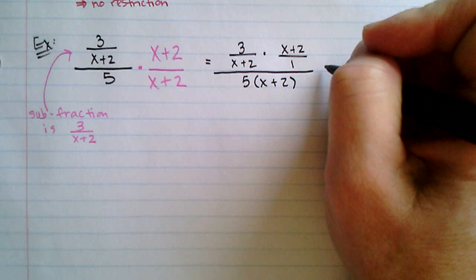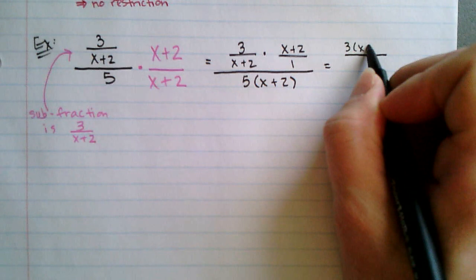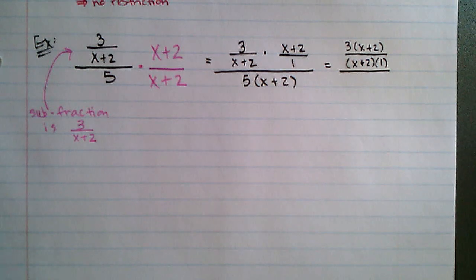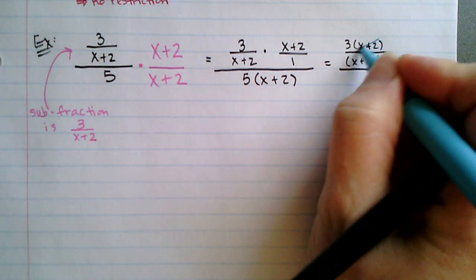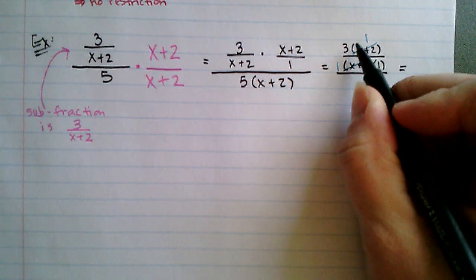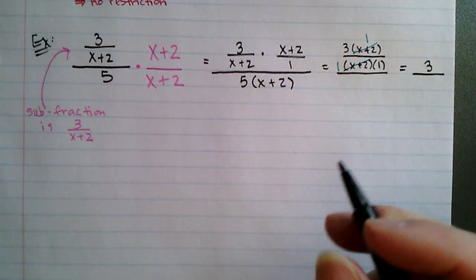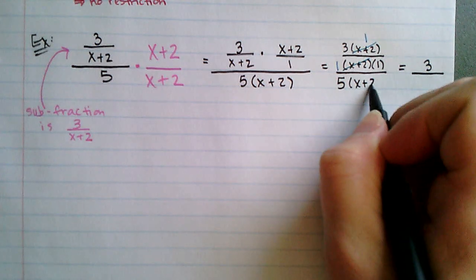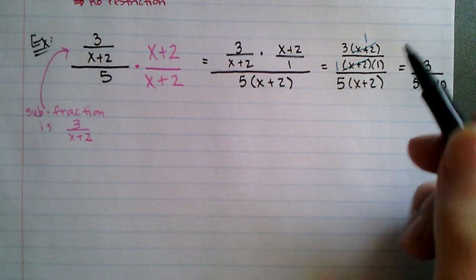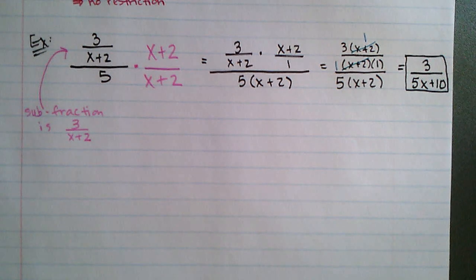So hopefully you can see what's going on here is that this numerator will combine to give me 3 times x plus 2 over x plus 2 times 1, which will then cancel, leaving 1's in their place, so that my new numerator is going to just be 3. And then the denominator will be 5 times x plus 2, which if you wanted to, you can distribute and make 5x plus 10. So that's the answer to that division or that stacky fraction problem.